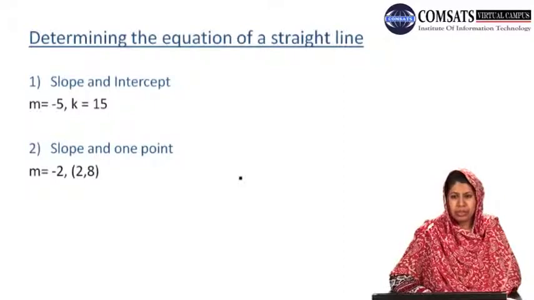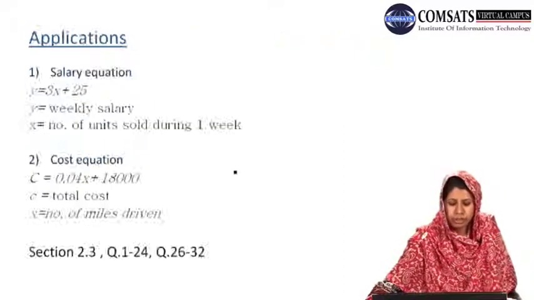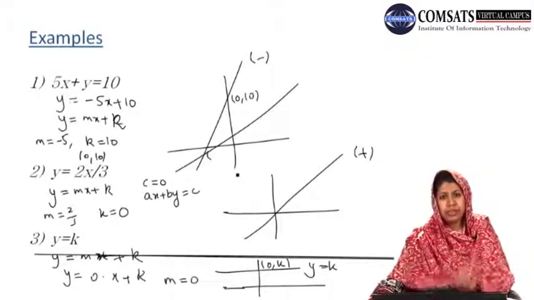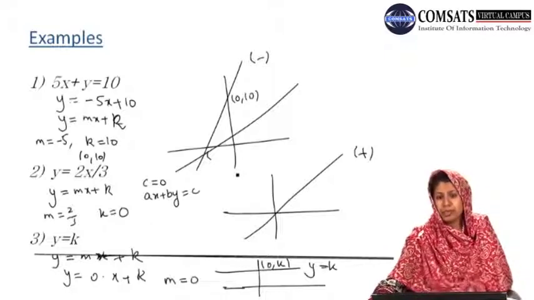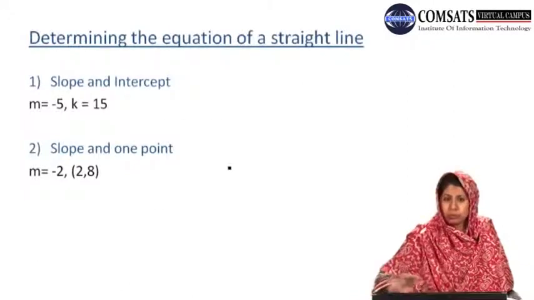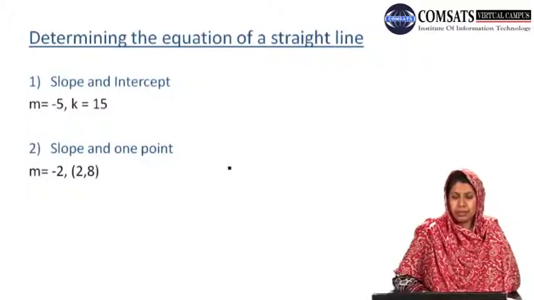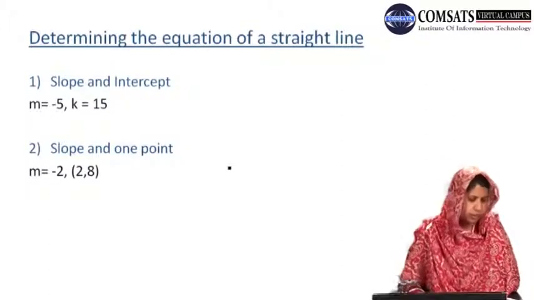What we have done up to now, we have done in the reverse order. We were provided with the equation of a line here in these three examples, and from this equation we have deduced the information of the slope and the intercept. But now we want to do the opposite, that we are given the information of slope and intercept, or slope and 1 point lying on the line, and with the help of this information we want to find the equation of a straight line.